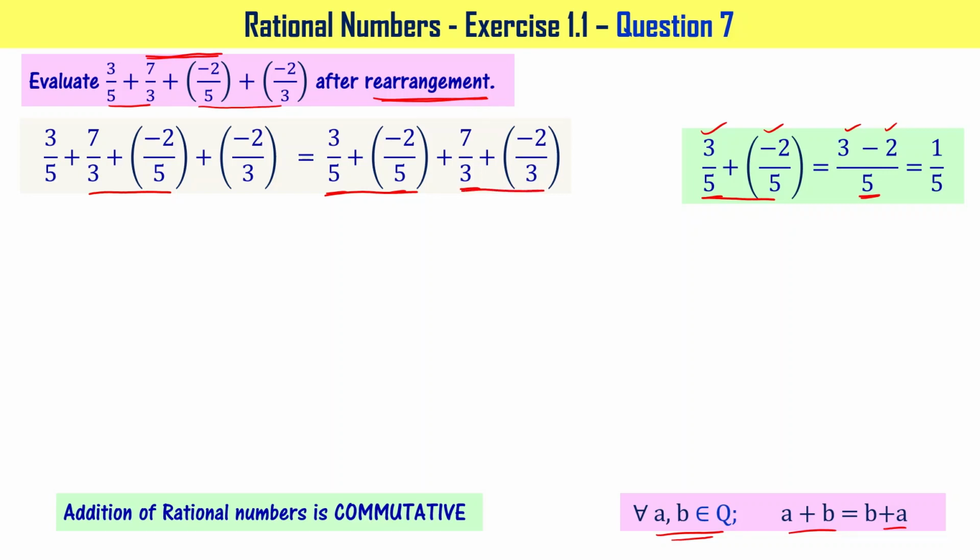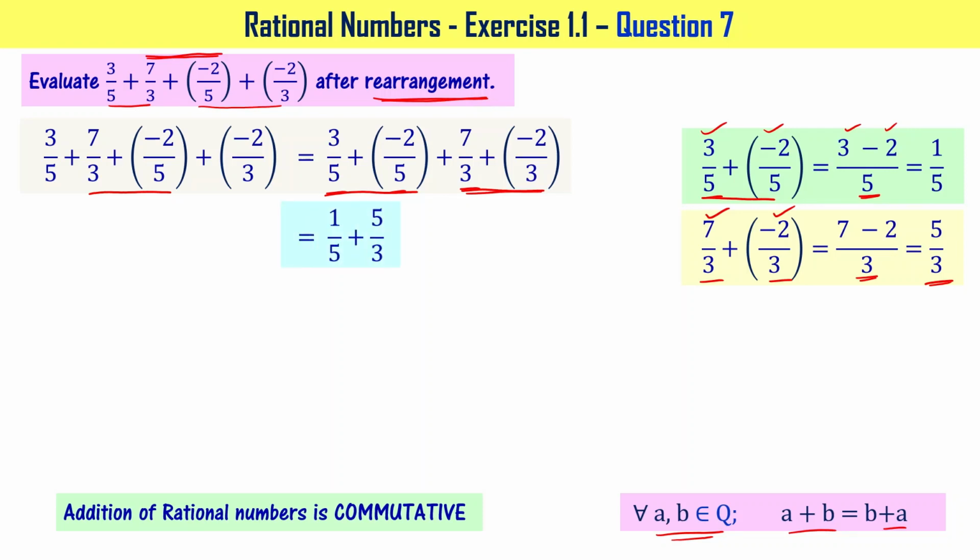Similarly, we can add these two numbers now. Since the denominator is 3, the common denominator becomes the denominator of the resultant rational number, and the numerator is just the sum of the numerators of both rational numbers. 7 plus -2, that is 7 - 2, that is 5 divided by 3. You see, now we can write 1/5 + 5/3 after simplification, right?